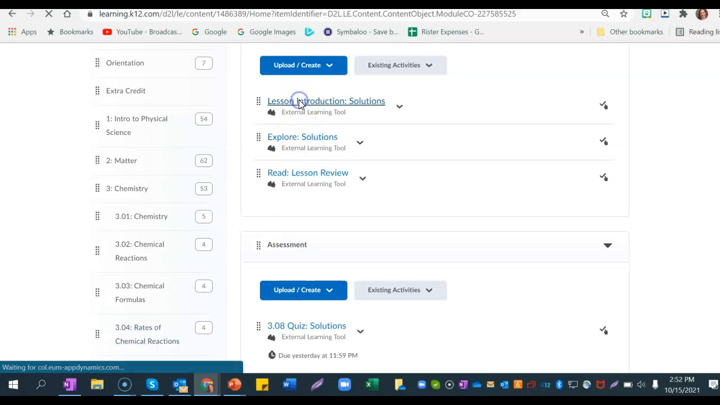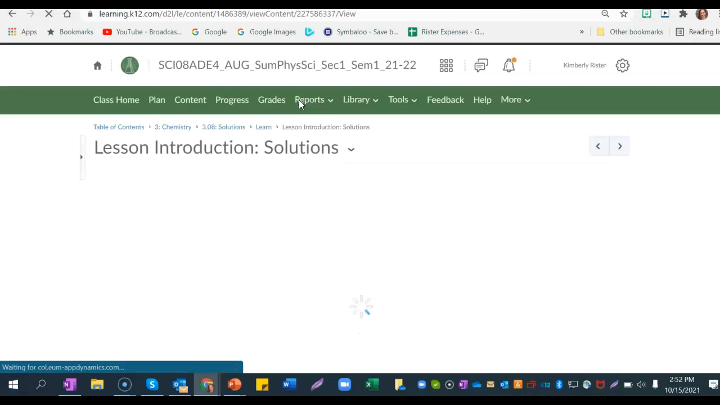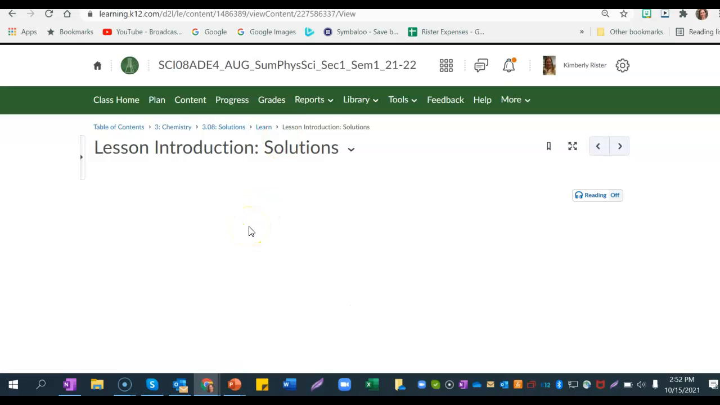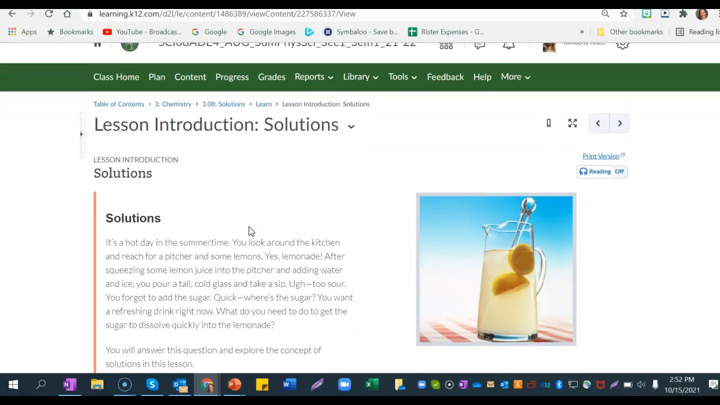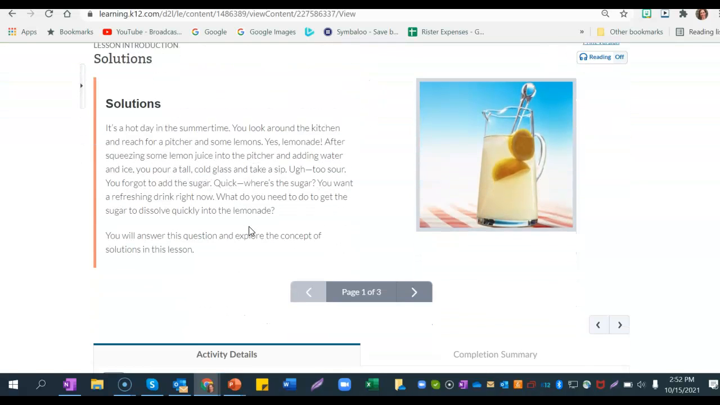So as we jump into solutions, I know your screen might look a little bit different from mine with it being the teacher screen, but we're talking about solutions. So it's a hot day in the summertime. You look around the kitchen and reach for a pitcher of water and some lemons. Yes, lemonade. After squeezing some lemon juice in the pitcher and adding water and ice, you pour a tall cold glass and take a sip.